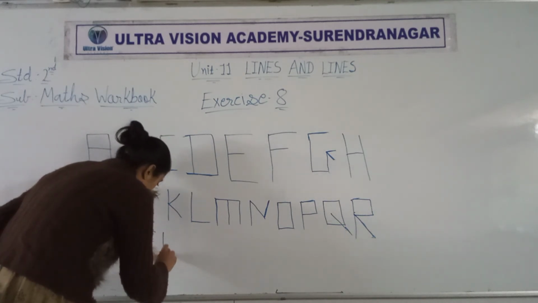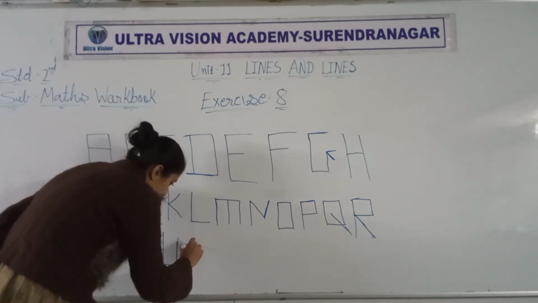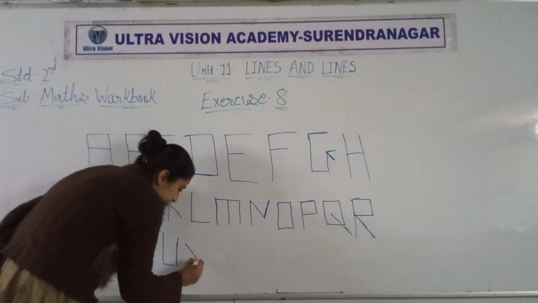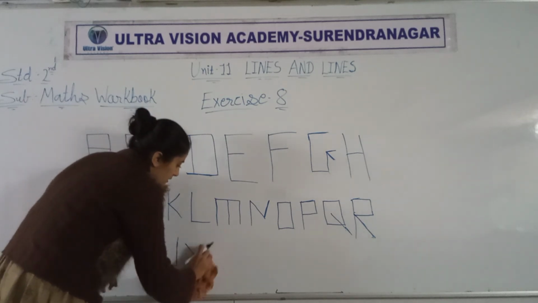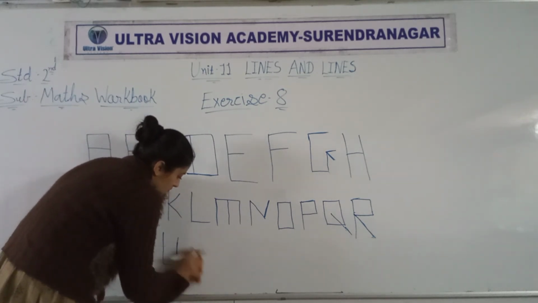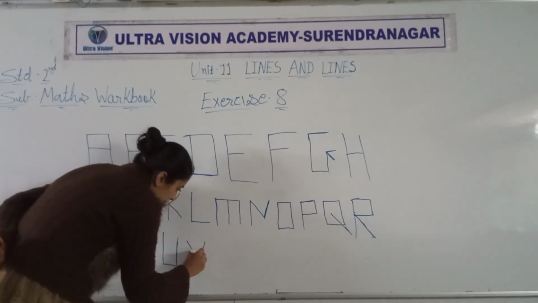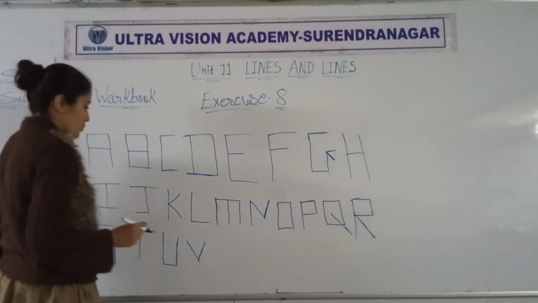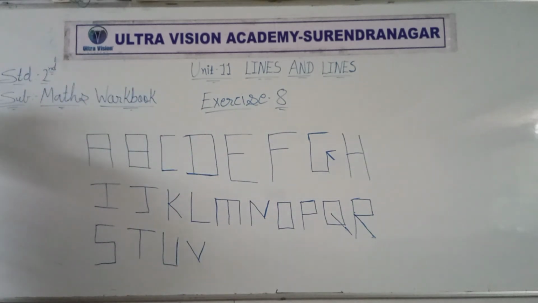U. We have to make here U. Then we have to use here V by using the slanting line, not the standing line or sleeping line. You have to use slanting lines and make a V. You have to make a V by using the slanting line. Okay? U, V. Then we have to use here W.